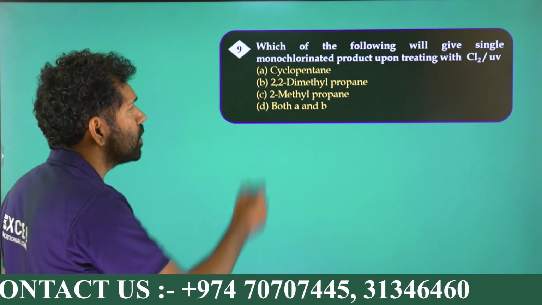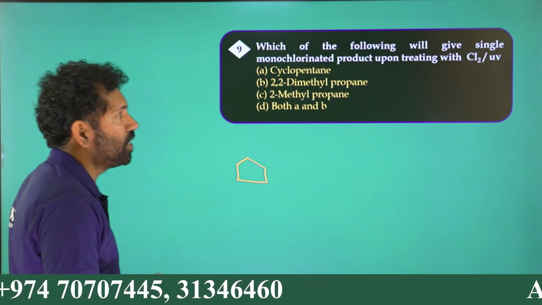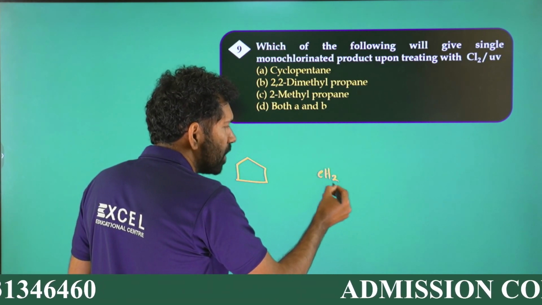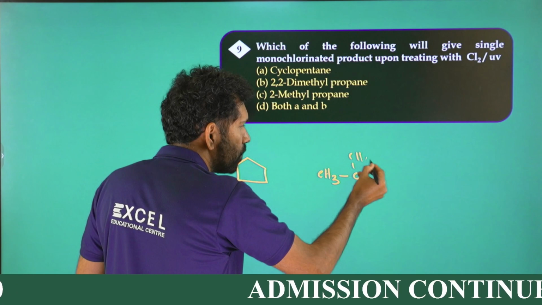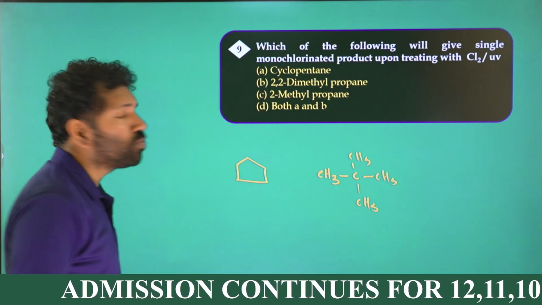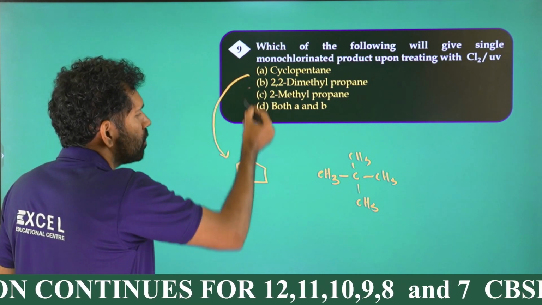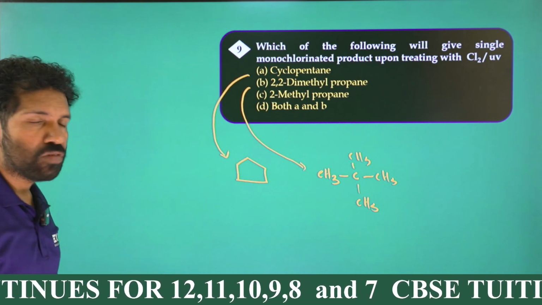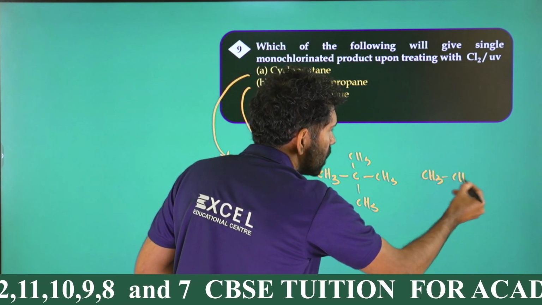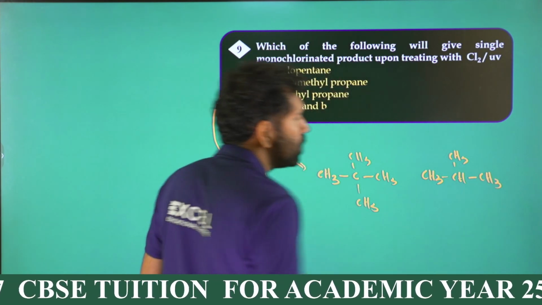Okay. See now, what is cyclopentane? Cyclopentane is drawn this way. This is equal to cyclopentane. What is 2,2-dimethyl propane? Yes, 2,2-dimethyl propane is like that. What is 2-methyl propane? Yes, 2-methyl propane is CH3, CH, CH3, CH3. This is equal to 2-methyl propane.